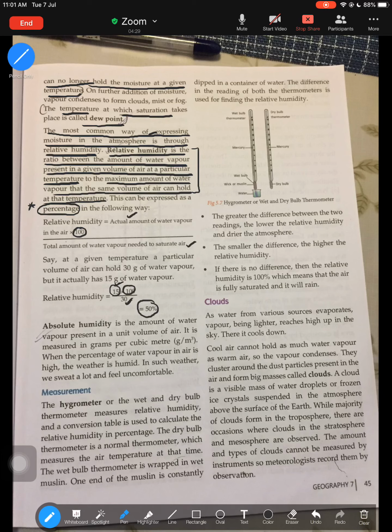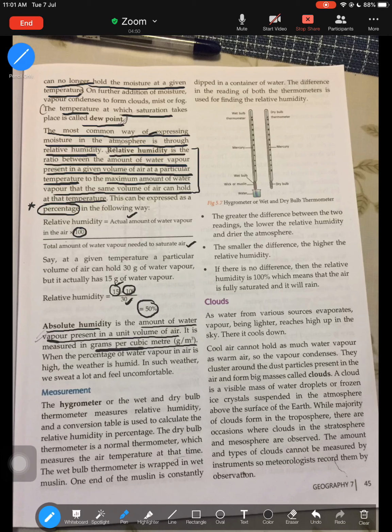Alright, now the second type of humidity, which is not very common and popular, is absolute humidity. So let's underline the definition: it is the amount of water vapor present in a unit volume of air. It is expressed in grams per cubic meter. So what is absolute humidity? Absolute humidity is the actual amount of water vapor present in the air.